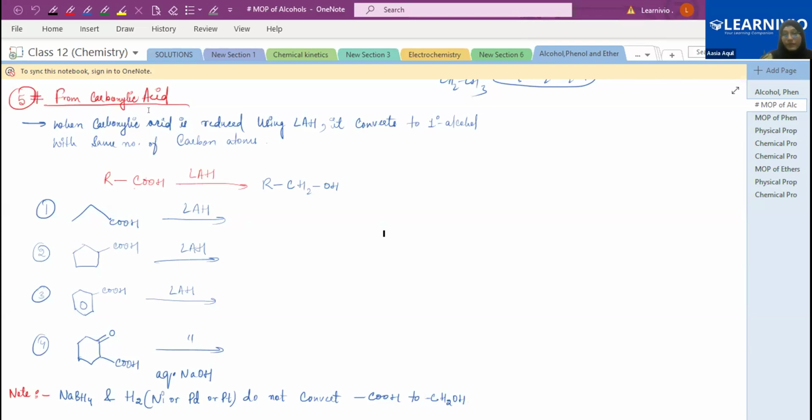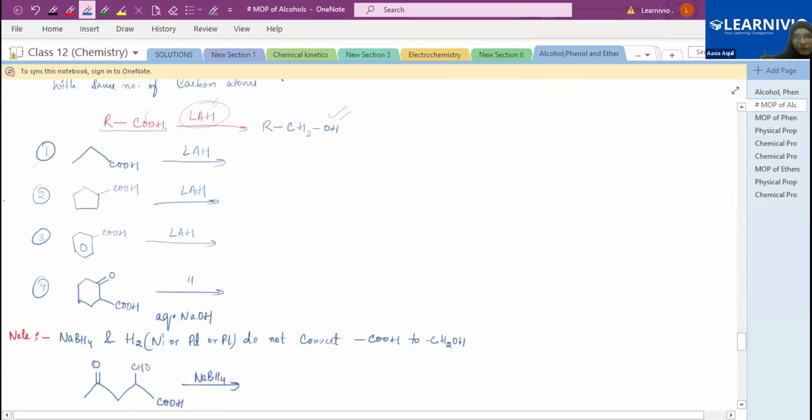So see this general reaction. RCOOH is a carboxylic acid. When you reduce this carboxylic acid by lithium aluminum hydride, what will happen? Reduction means the addition of hydrogen, right? So one oxygen will be removed from here and two hydrogens will be added, and you will get a primary alcohol. It's very simple. Now, see the first question: CH3CH2COOH.